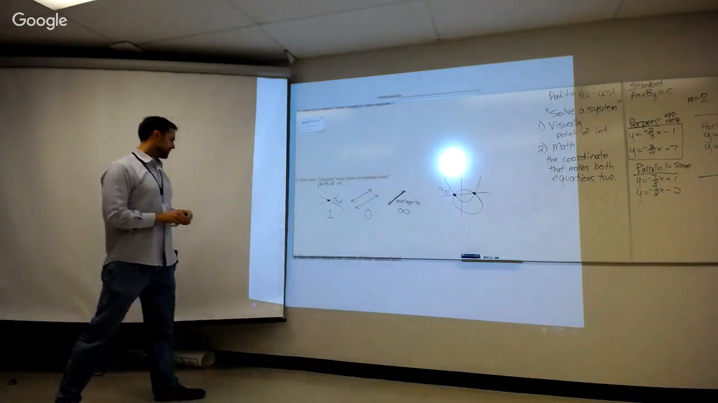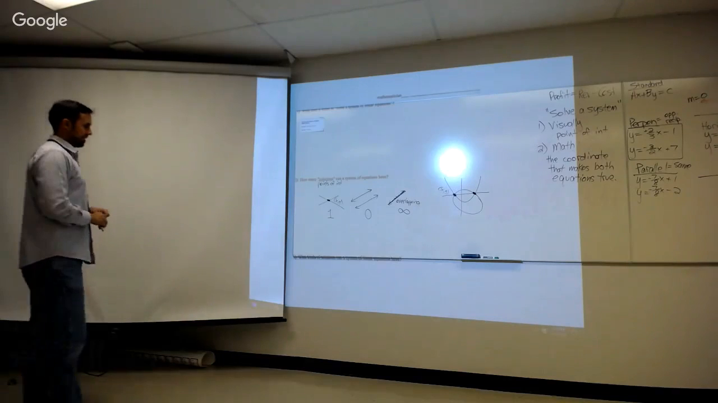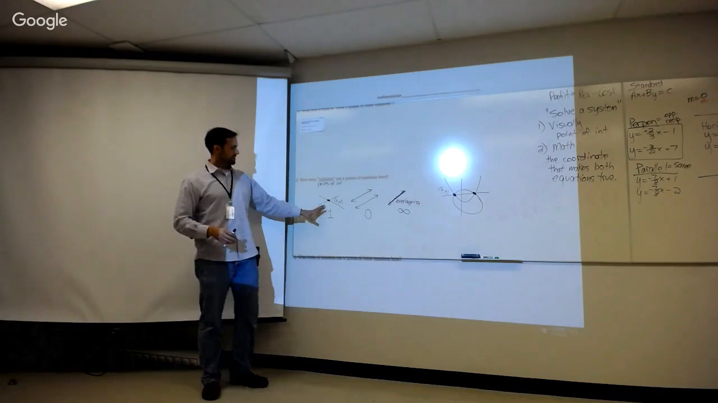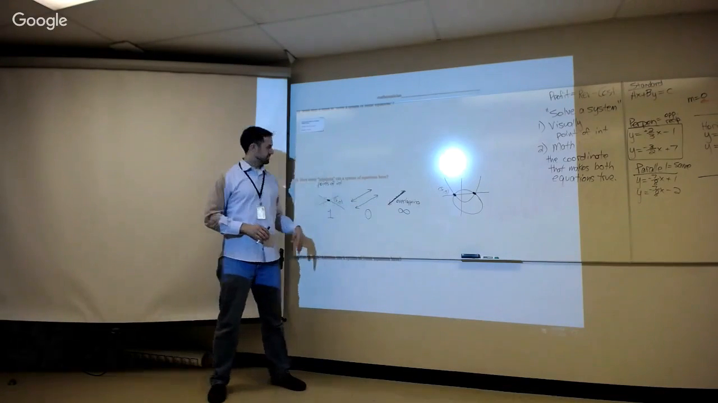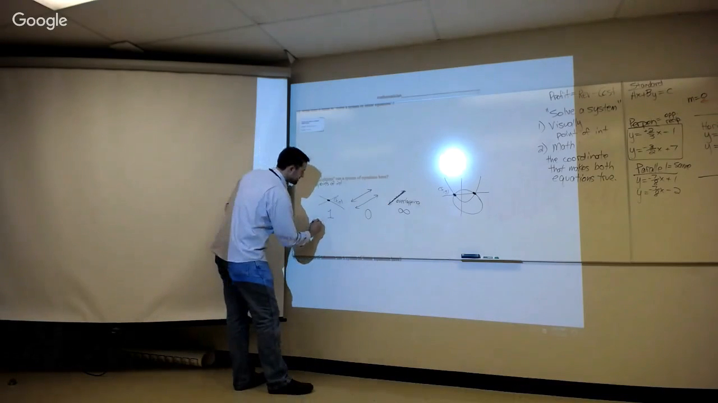Okay, and then the last question: what kinds of solutions can a system of linear equations have? Well, those are the kinds. It was either intersecting, parallel, or overlapping. So intersecting, parallel, overlapping. That's all you would say.